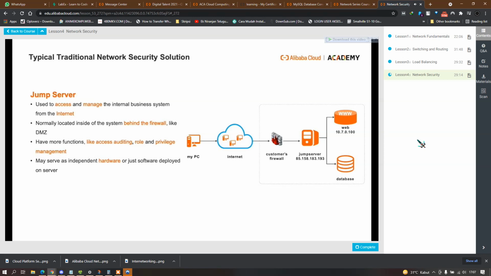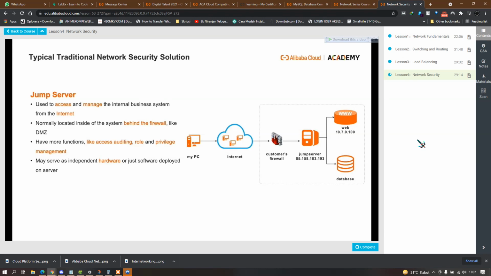I'd like to introduce it to you. So what is a Jump server? Briefly speaking, a Jump server is used to access and manage the internal business system from the internet. The scenario is like this: in your internal business system, you may have 10 or 20 or 100 servers that should be managed, but you don't want all the servers to be accessible from the internet, right?